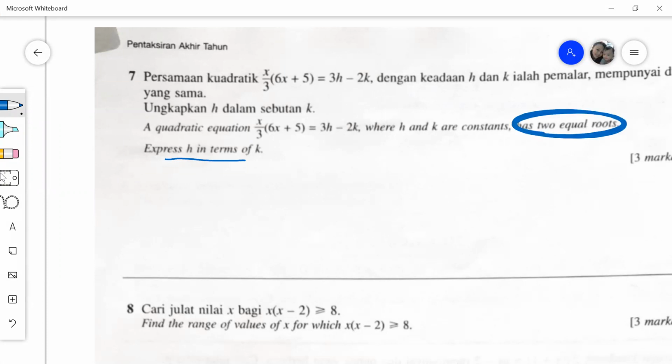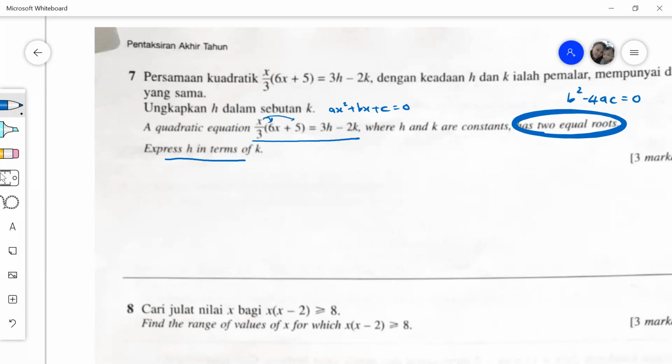Therefore, b squared minus 4ac equals 0. In order for us to use b squared minus 4ac, the equation given must be written in the general form, which is ax squared plus bx plus c equals 0. So your thinking pattern must be in this way. When you focus on expressing h in terms of k, students will try to factorize the quadratic equation. It will go nowhere. So let's expand this first.